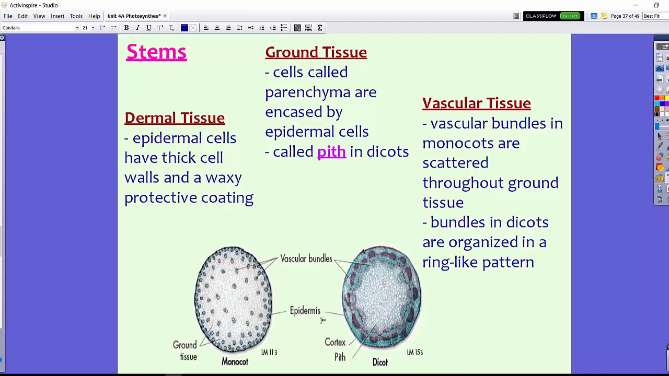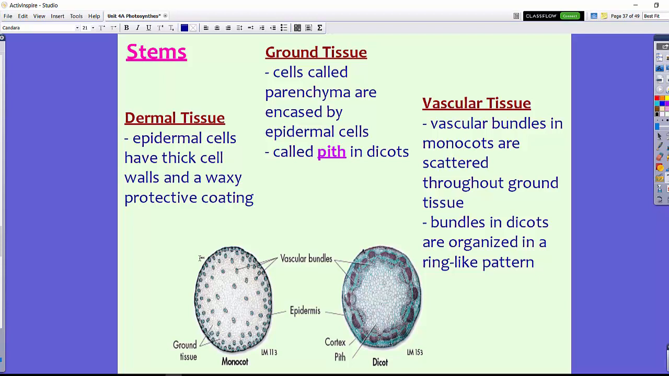But if you notice over here on the right, we have the dicot. Now in dicots, the vascular tissue is actually arranged in a ring pattern. So you see the difference between a monocot, which is all over the place, like the picture on the left, versus the right picture, which is the dicot. They're organized in ring-like patterns. So you can see the difference between this monocot and this dicot, or just different kinds of plants.